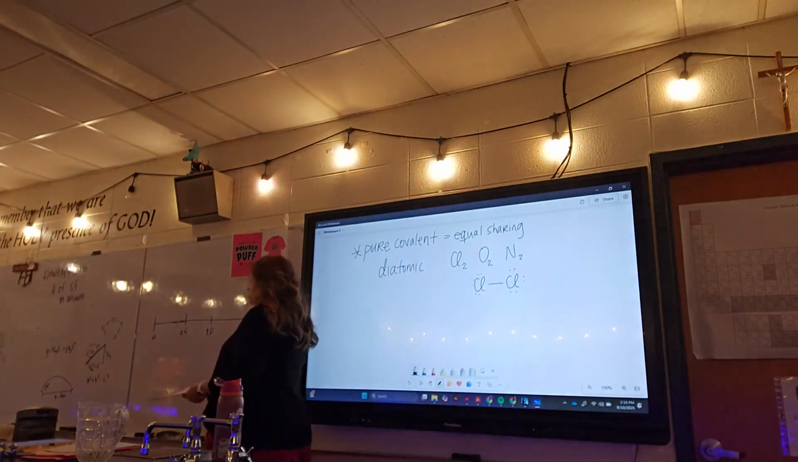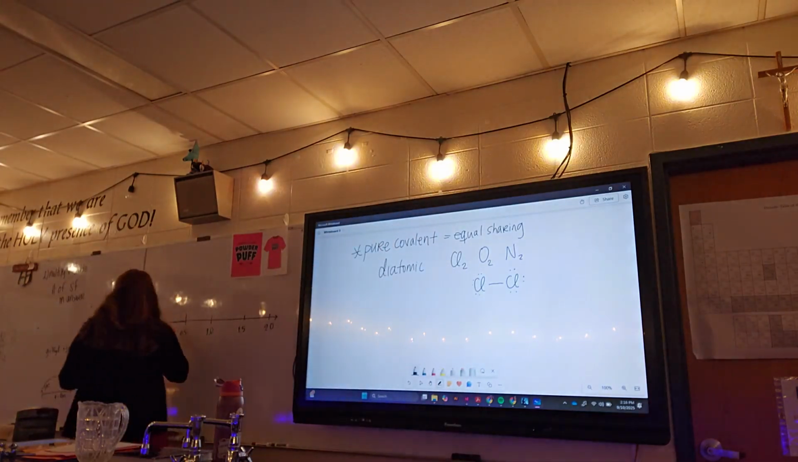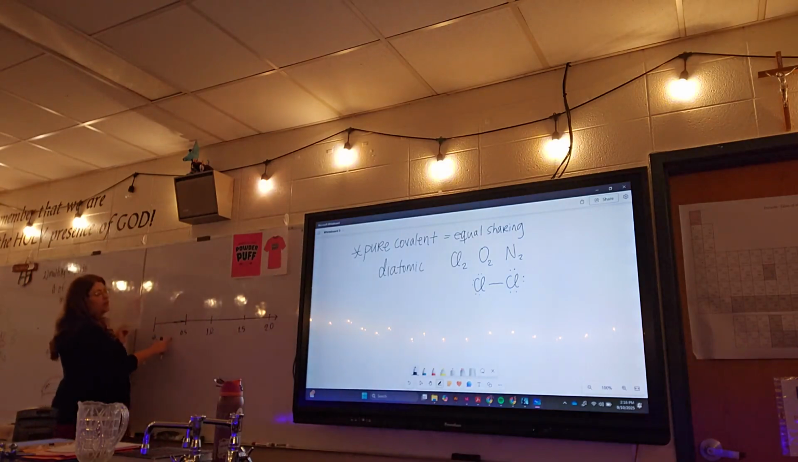Okay, so what you're going to do is you're going to plot on your number line, for whichever compound you're looking at, the electronegativity difference.